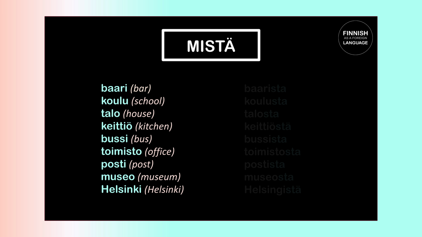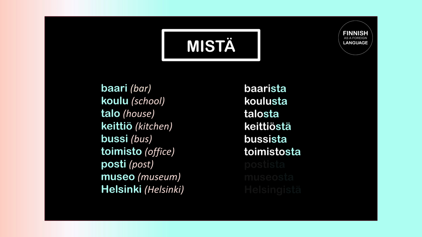Alright, now let's take a look at some more buildings or enclosed areas in the elative case. So when we want to say, for example, that we are leaving a bar, then baari becomes baarista. Or koulu becomes koulusta. Talo, which means house, becomes talosta. Keittiö becomes keittiöstä. Bussi, bussista. Toimisto, which means office, becomes toimistosta. Posti, which means post or post office, becomes postista. Museo becomes museosta, and Helsinki becomes Helsingistä.